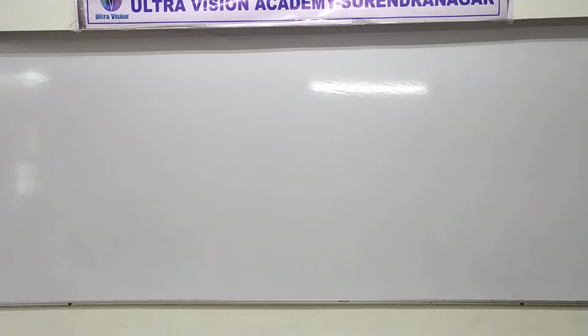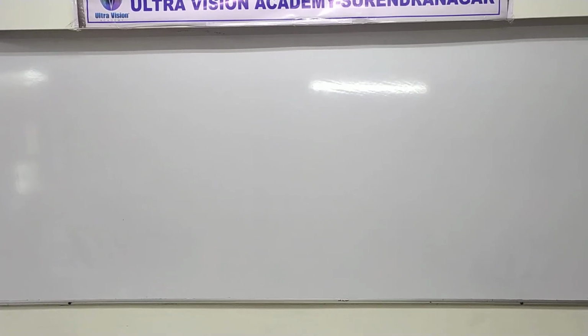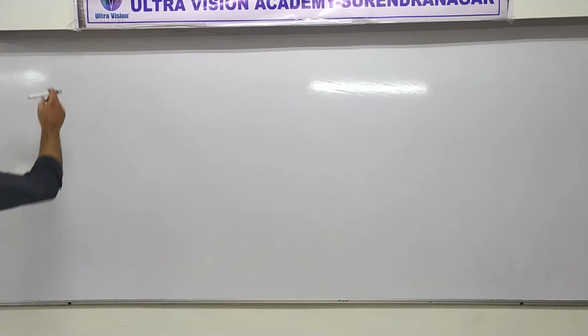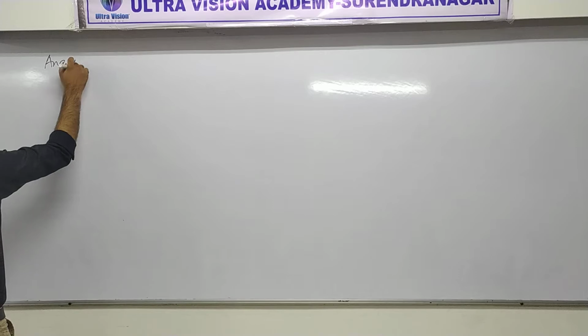Done? Fine. So what do we have here? The sun's angular diameter is measured to be 1920 seconds. Okay. Now what is the meaning of this word? Angular diameter.